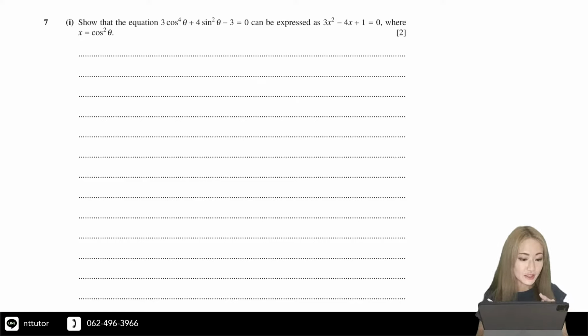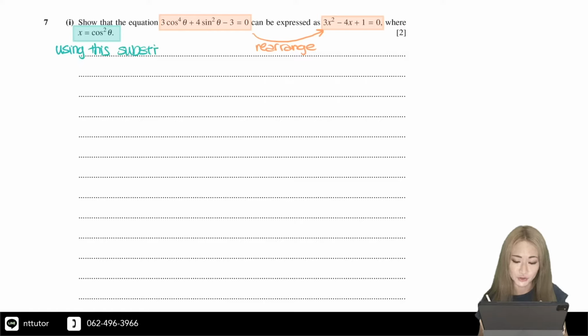1. Show that the equation 3 cos to the power of 4 theta plus 4 sine to the power of 2 theta minus 3 equals 0 can be expressed as 3x squared minus 4x plus 1 equals 0, where x equals cos squared theta. So what the question wants you to do is rearrange the expression 3 cos to the power of 4 theta plus 4 sine to the power of 2 theta minus 3 equals 0 into 3x squared minus 4x plus 1 equals 0 by using the substitution x equals cos to the power of 2 theta.